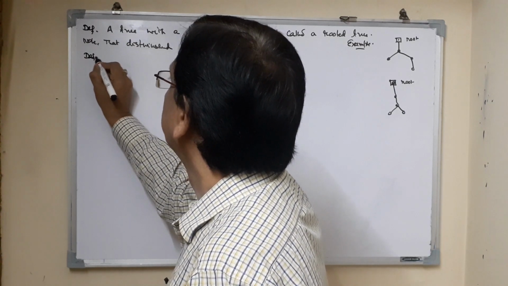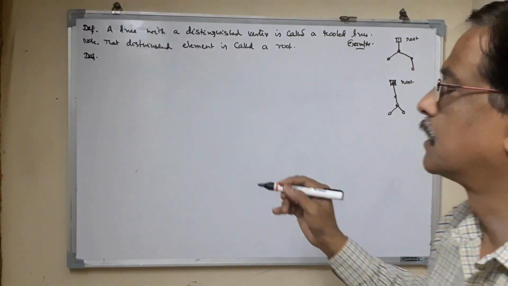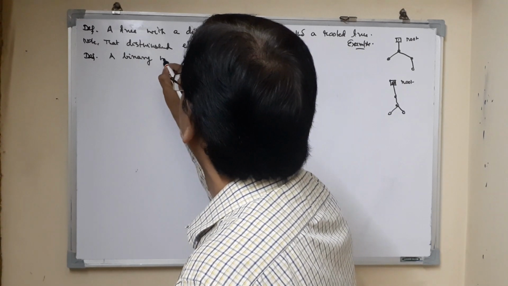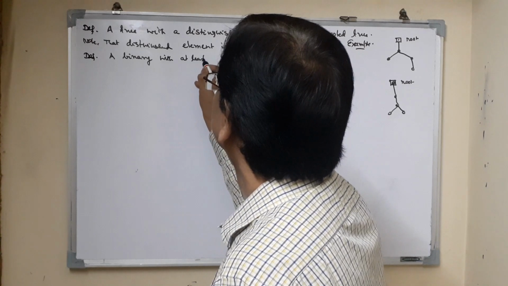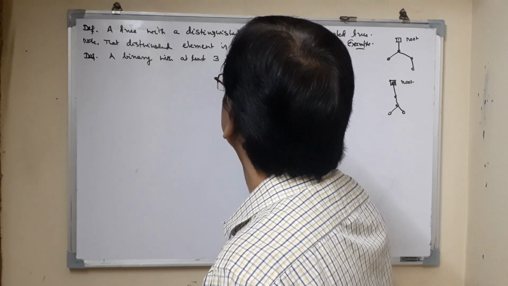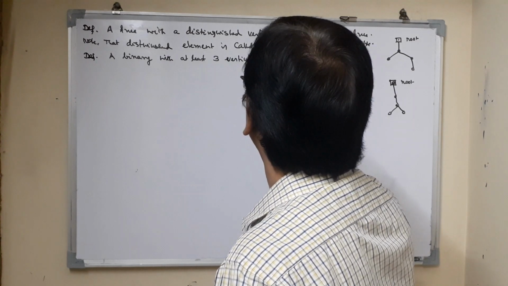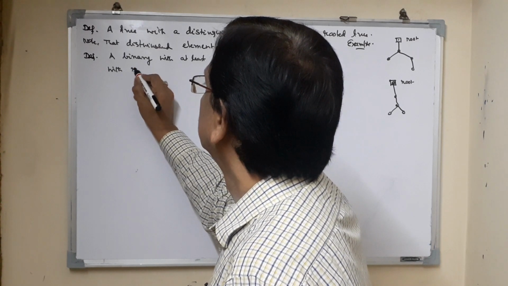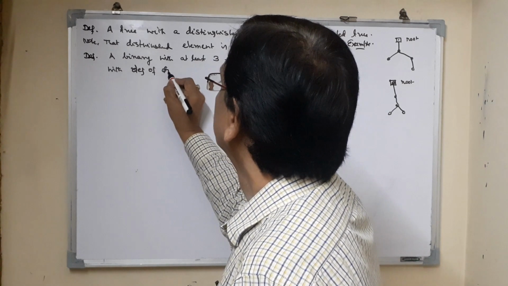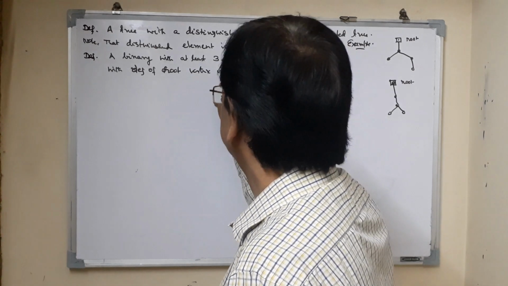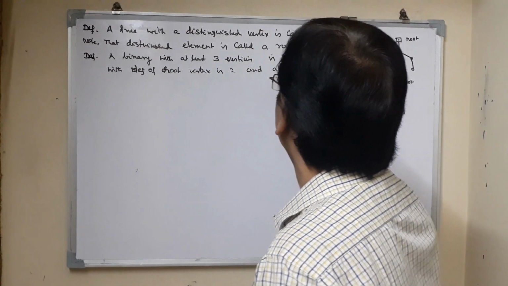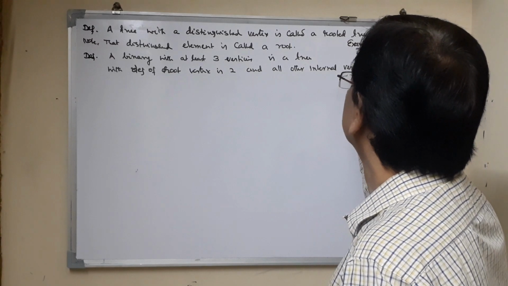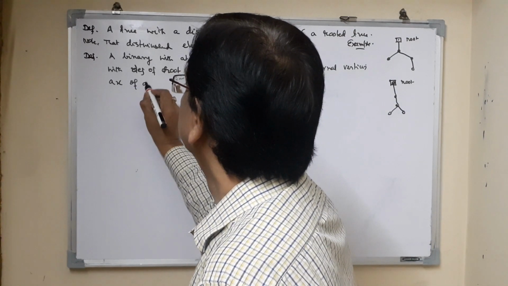And let me write down the definition of a special tree. A binary tree with at least 3 vertices is a tree in which the degree of the root vertex is 2 and all other internal vertices are of degree 3.